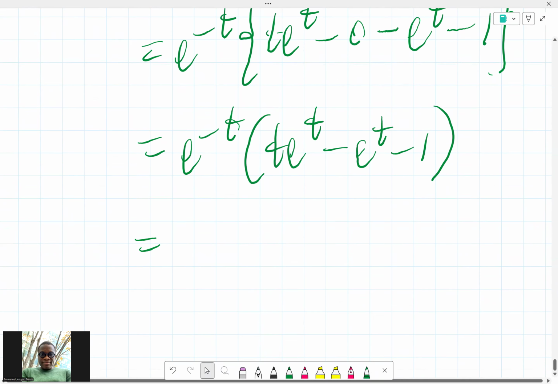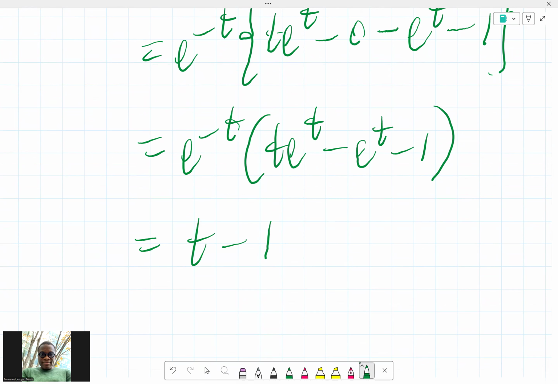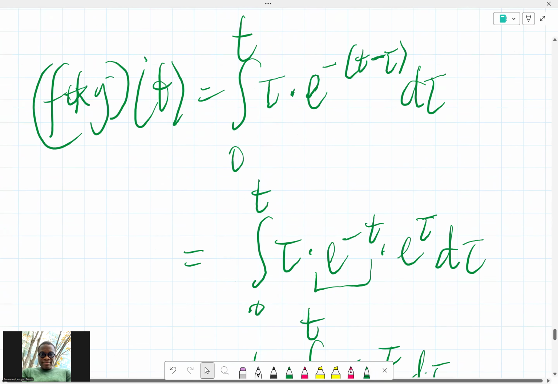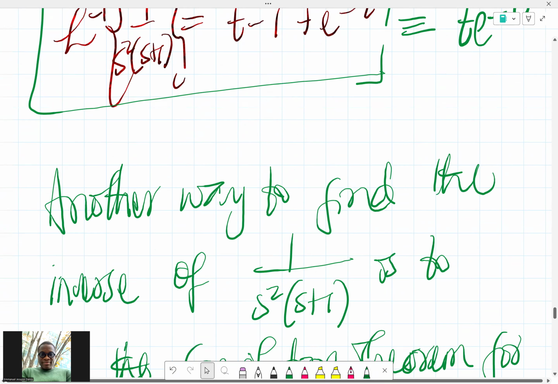e raised power minus t times t e raised power t is simply t, because e raised power minus t will cancel this. Then when we come here, e raised power minus t times e raised power t is 1. Then e raised power minus t times minus 1, that's e raised power minus t. Now, does this look like what you've seen before? I believe so. When we did the first method, we got t minus 1 plus e raised power minus t.